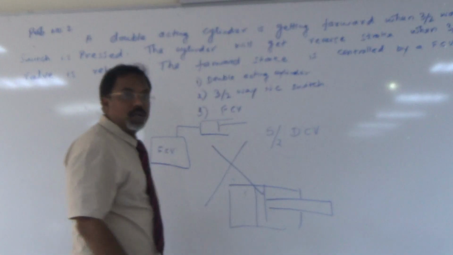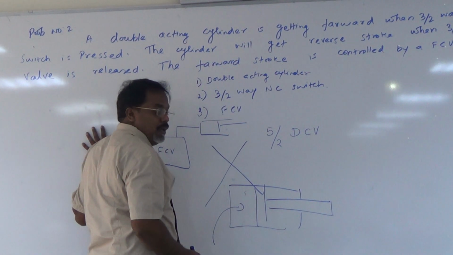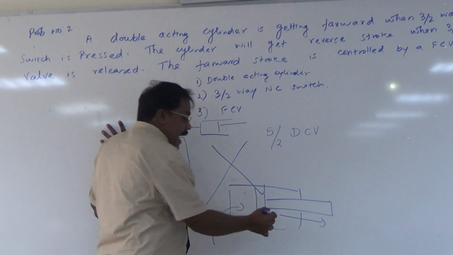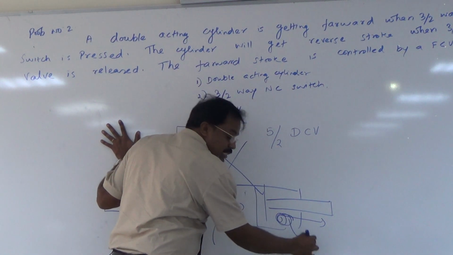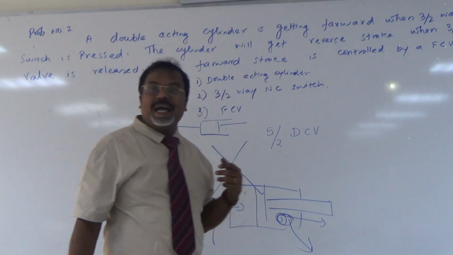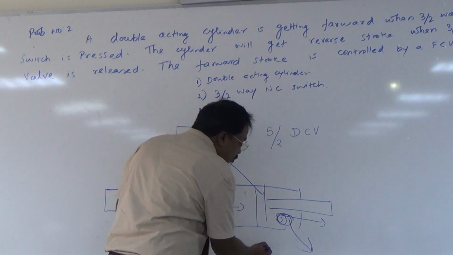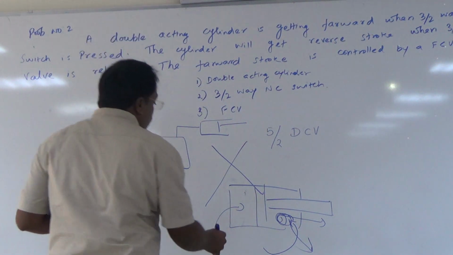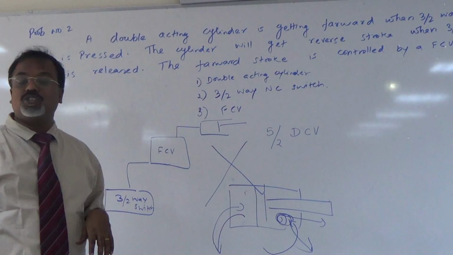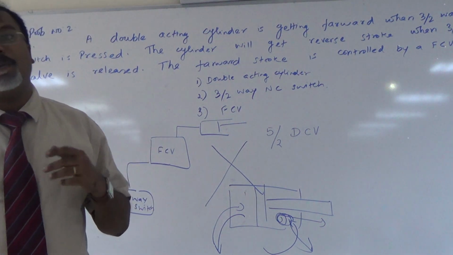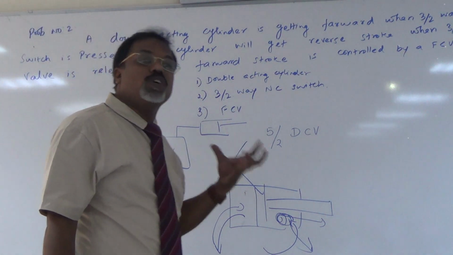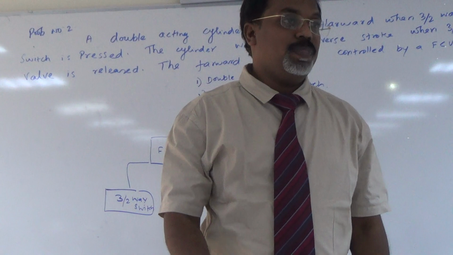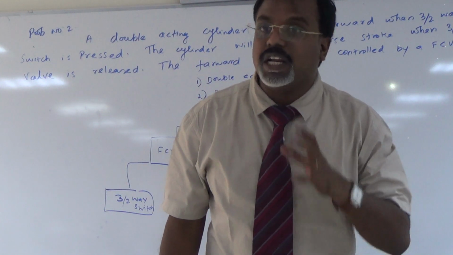When you apply air for the forward stroke, the forward stroke will happen, and the used air available on the right side should be released. If you want to get back, you have to apply some air on the right side of the double acting cylinder, and then the other air should be released. So for both sides you have to apply the air. The 3 by 2 way switch will not allow applying air on both sides of the cylinder. The 3 by 2 way switch is not enough.